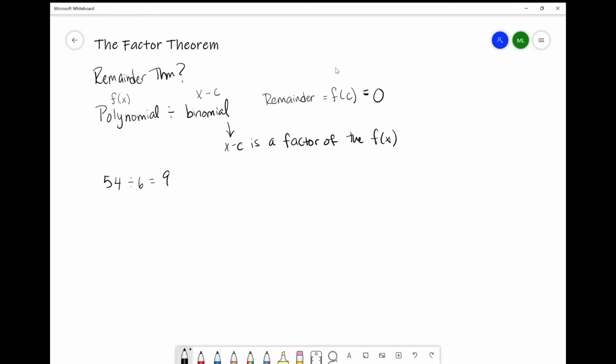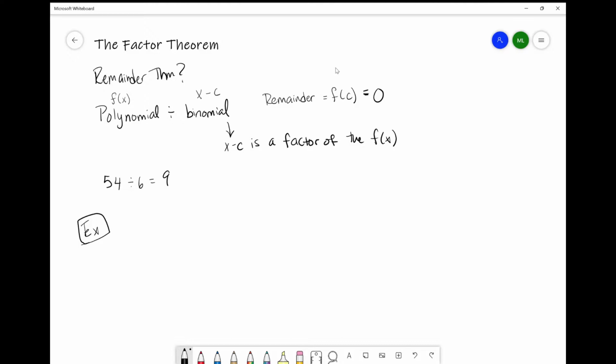Now let's say I have a polynomial, multiple monomials, and I divide it by a binomial x minus c. If the remainder is 0, which is what we have in this case, x minus c, the binomial, is a factor. It goes into the polynomial exactly that many times. I don't have a remainder anymore. So it's the same concept as 54 divided by 6 is equal to 9. So let's work with an example on the factor theorem. Basically the factor theorem is the remainder theorem at work.